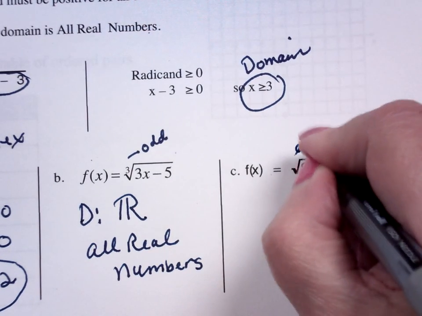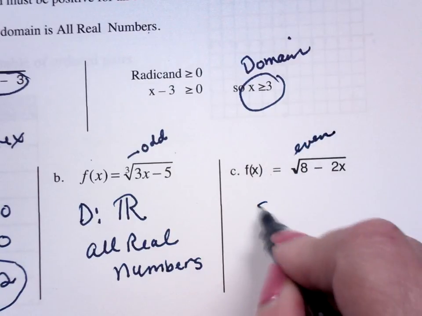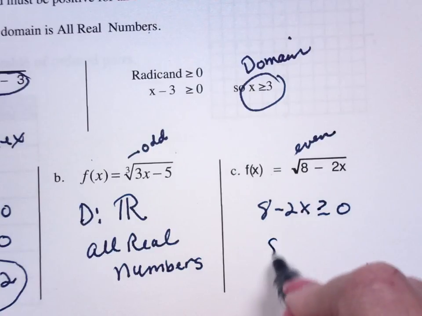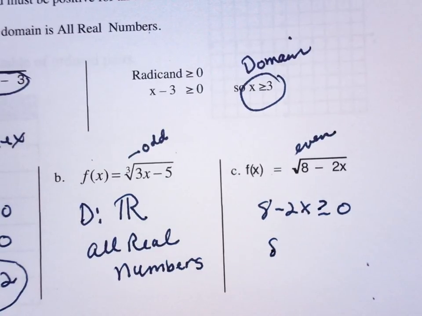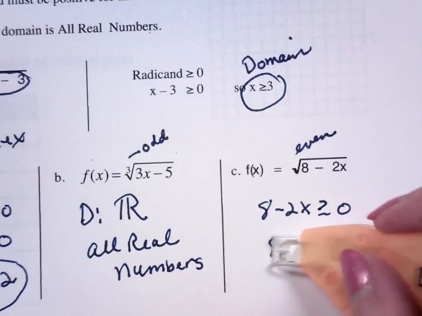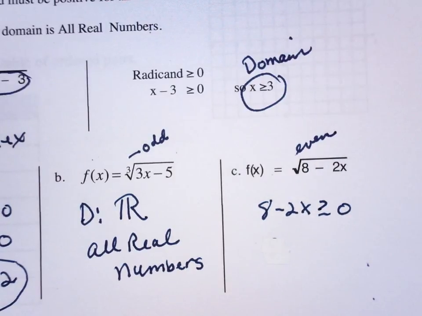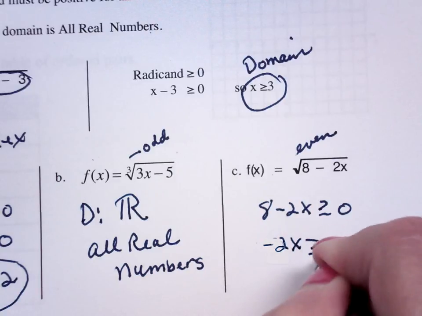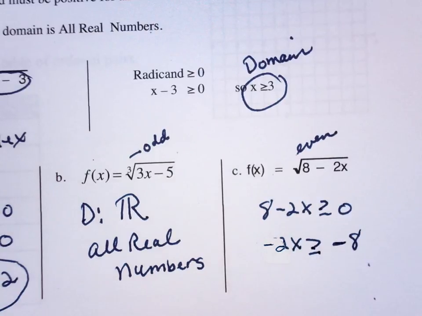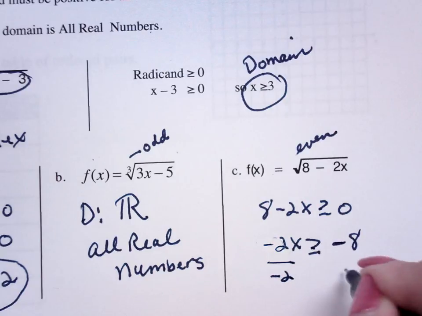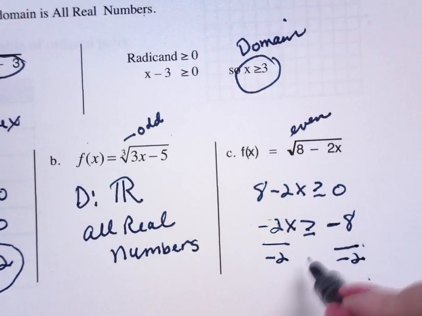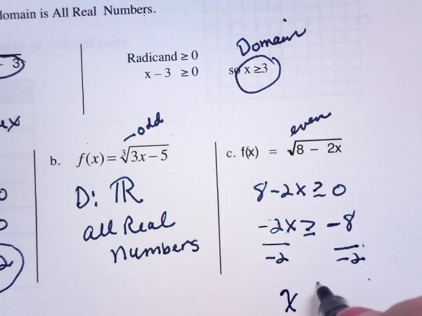Even. So this says that 8 minus 2x must be greater than or equal to 0. Or that minus 2x must be greater than or equal to minus 8. Subtract 8 from both sides. If I divide by -2, what has to happen? The signs change so that x is less than or equal to 4. That's your domain.